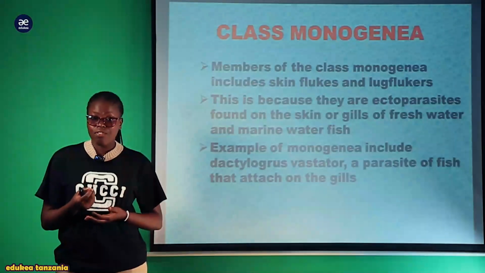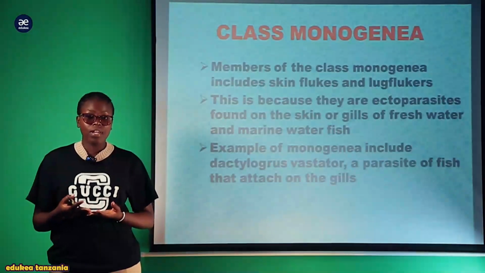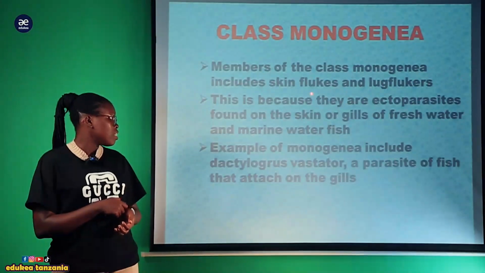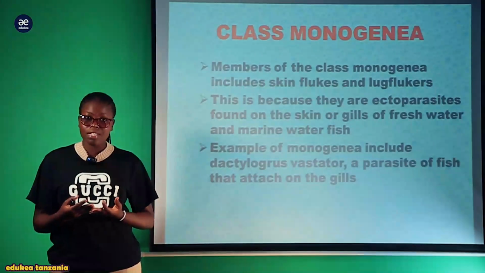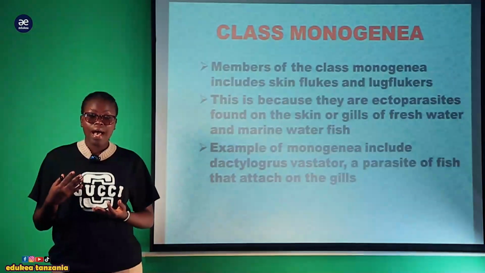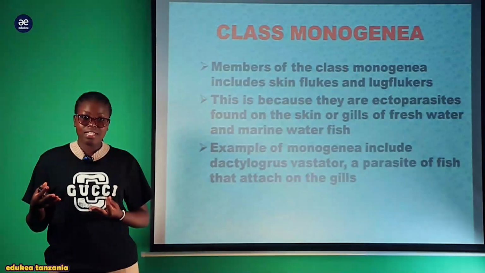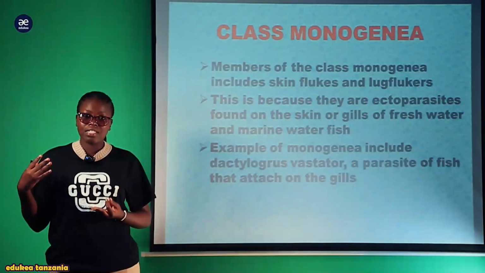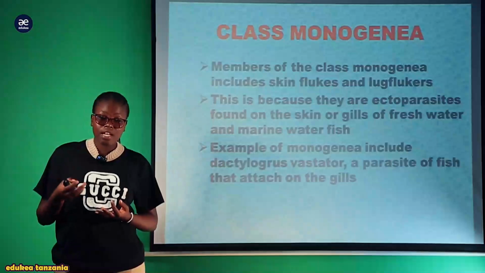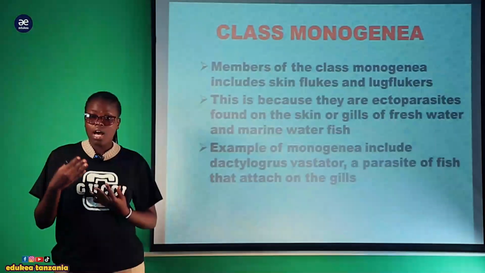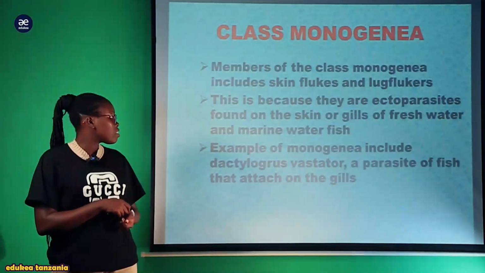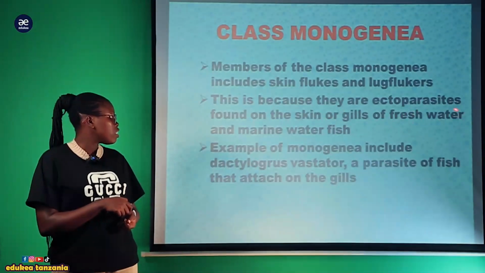The second class within the phylum Platyhelminthes is class Monogenea. The representative members of the class Monogenea are the skin flukes and gill flukes. These organisms are ectoparasites. Ectoparasites depend on a host to complete their life cycle, and they attach on the outside of the host body so that they can suck up a blood meal from the host. For example, skin flukes and gill flukes are ectoparasites of fish species, where they attach along the gills of the fish to suck up their blood. This is because ectoparasites are found on the skin or gills of freshwater and marine animals.